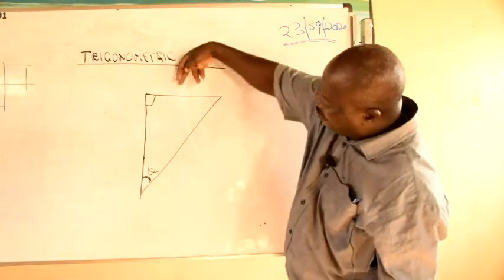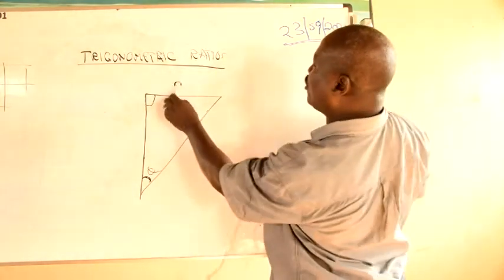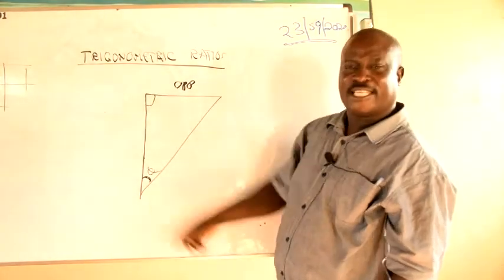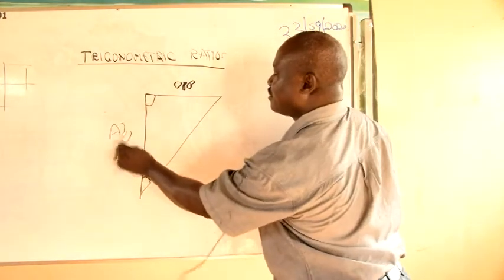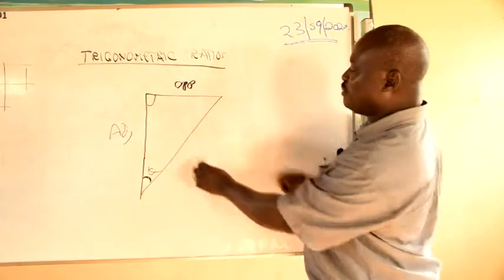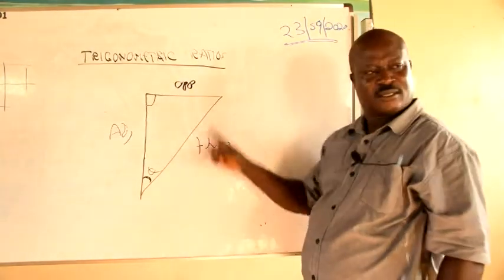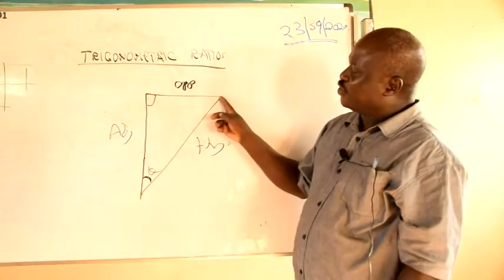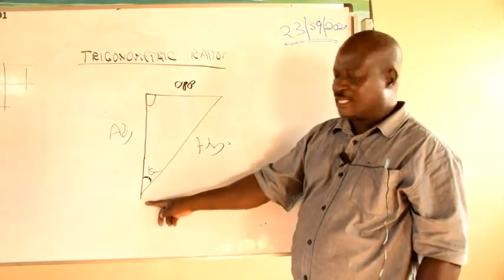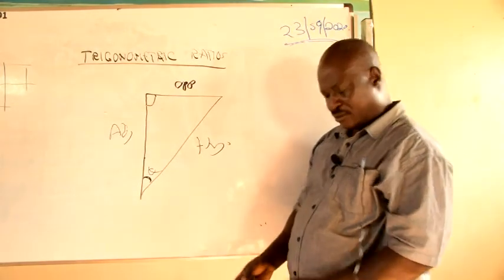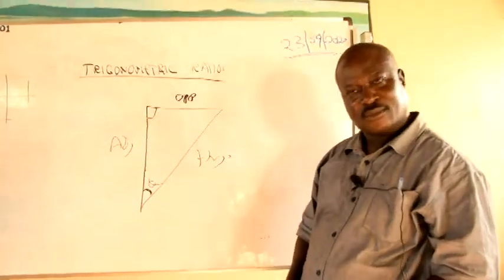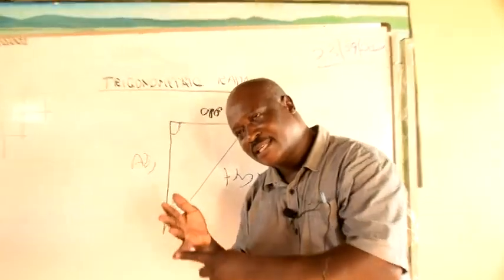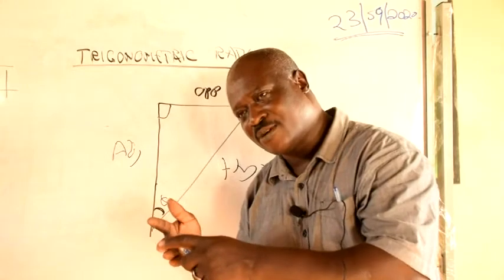The name of the side which is opposite to the angle is called opposite. The name of the other shorter side is called adjacent. This one will remain to be the hypotenuse, as it is called. Is that okay? Yes. This one is called opposite, this one is called adjacent, this one is called what? Hypotenuse. We have three names. One is called adjacent, another is called opposite, another is called what?